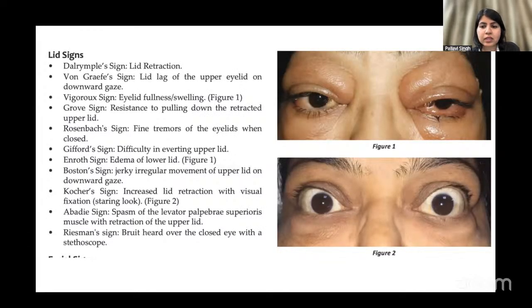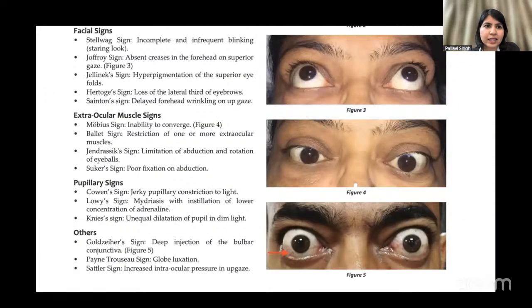Again, this is an article from DOS Times, which lists all of the signs that you see in thyroid eye disease. I have 2 slides where all of the named signs are given. This is good. Sometimes examiners like to ask you this, and it's a good ready reckoner to have with you, just to look at signs of thyroid eye disease. So this is slide number 1, and this is slide number 2. You can take a screenshot of this as well. This gives you most of the named signs that we see in thyroid eye disease.